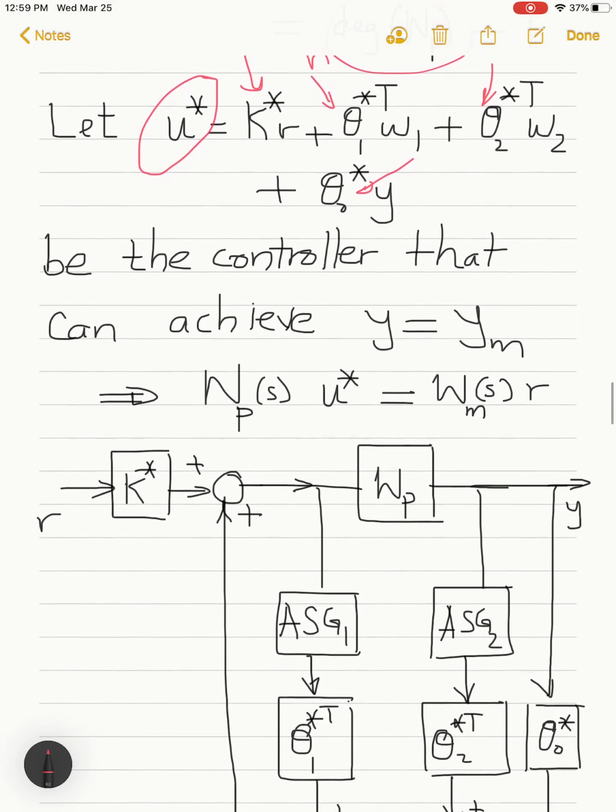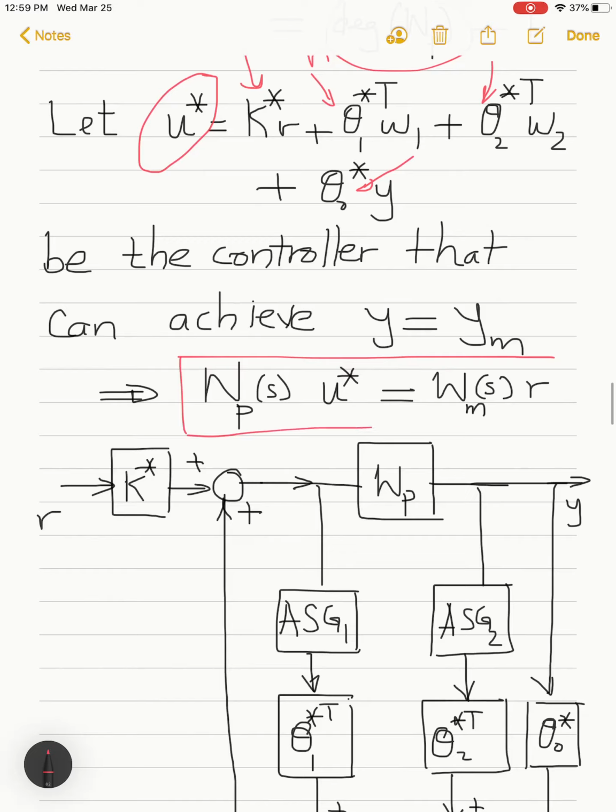Now, this line summarizes what I said, that if you have U star as an input to the plant, then this would give you a relation similar to the relation between the output of the reference model and the reference signal.